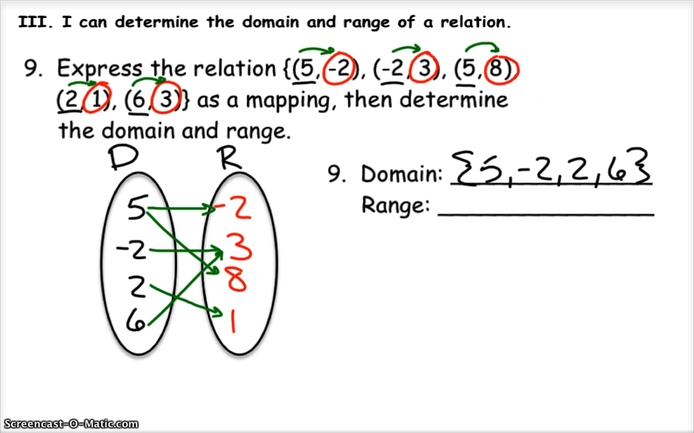And our range terms are already mapped as well. Curly brackets, -2, 3, 8, and 1. For our domain and range, just like for our mapping, we're only going to list each number one time at a maximum. So all the repeated numbers are only going to show up once in our domain and our range.